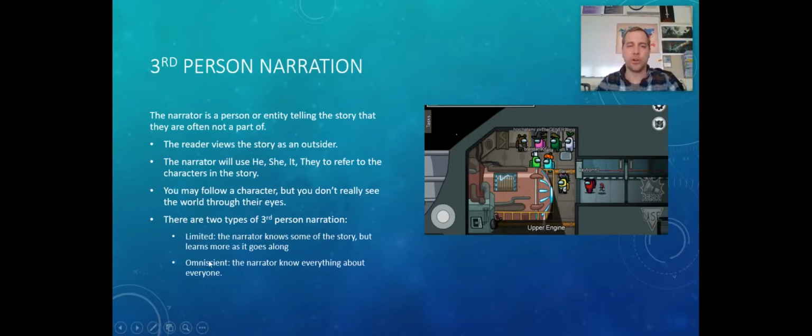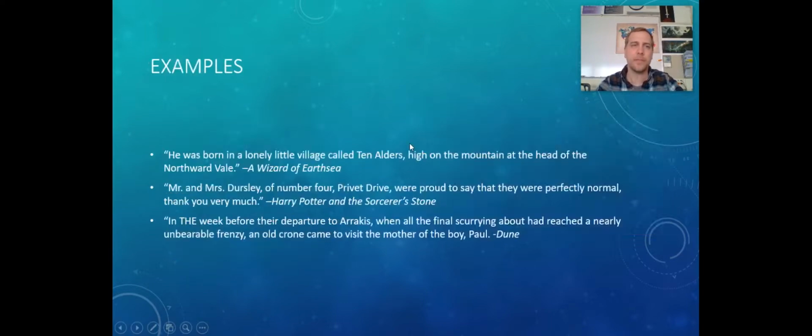And so it's much harder to write from the omniscient point of view because you have to really have a good grasp of everything that's happening in the story. But with the omniscient third person narrator, it's like you're an entity that's ruling over the story, and you're going to give information as you need to give it.